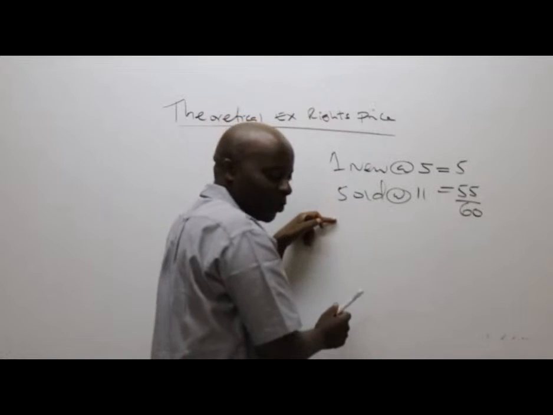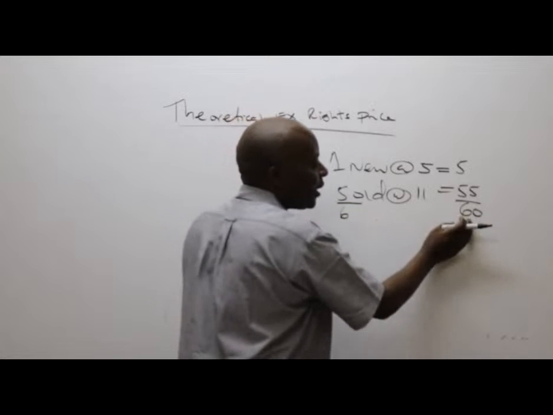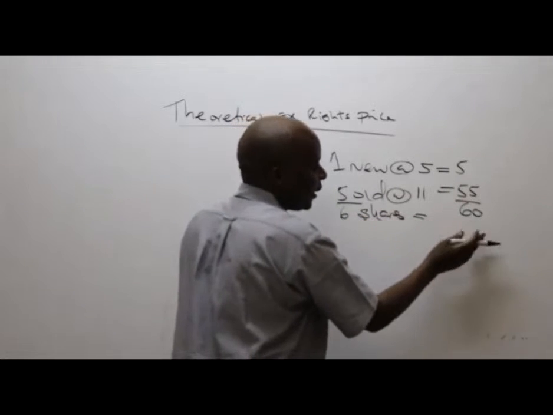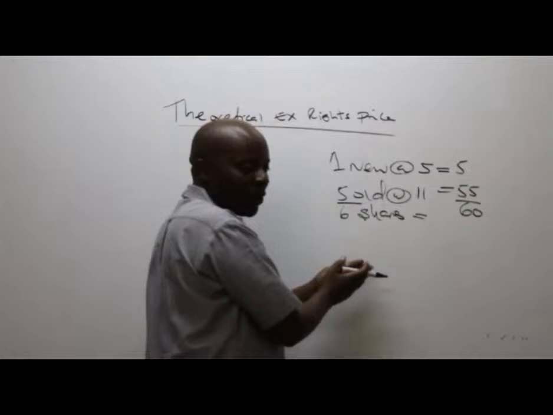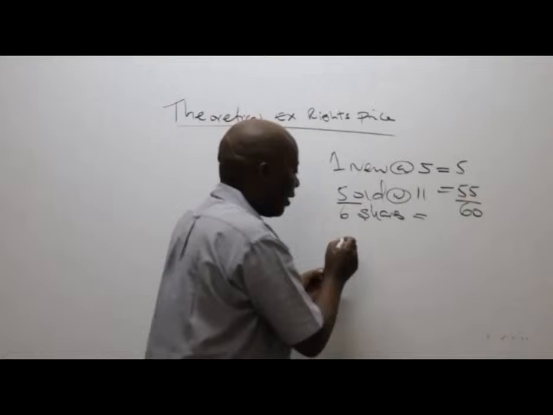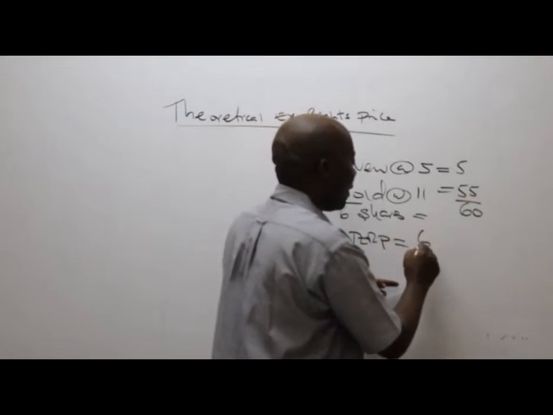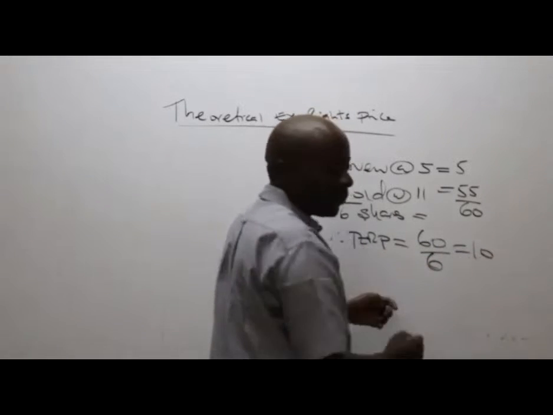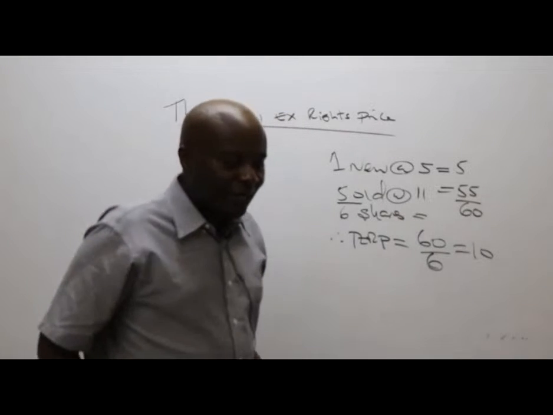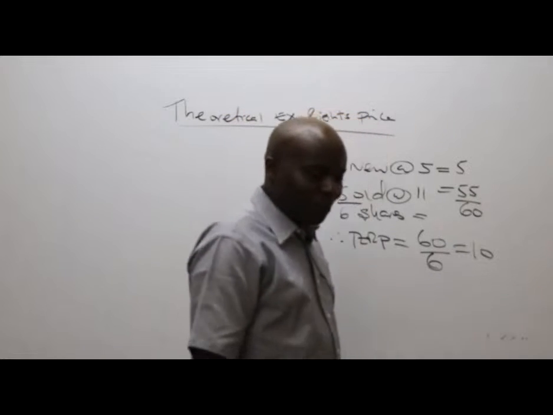But now how many shares do we have in total? 6. So we are saying that 6 shares are worth 60 bob. Then how about 1 share? Once you give us that 1 share, then you are giving us the theoretical X rights price. Therefore, the theoretical X rights price here will be 60 divided by 6, which gives us 10. The theoretical X rights price is 10. That is so important to me.